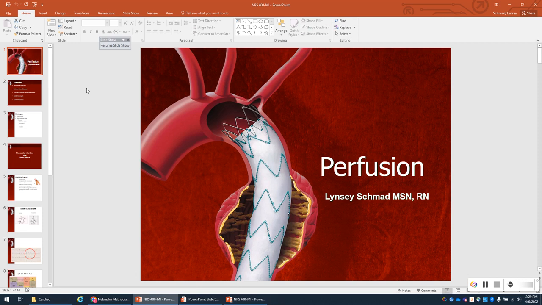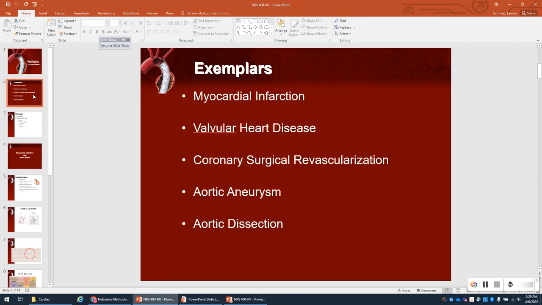Hello, today we're going to be talking about perfusion. As you can see, there are 5 different exemplars. And so today we're just going to be talking about myocardial infarctions. But make sure you look at all of the content listed for this week. Look at the objectives and directions.